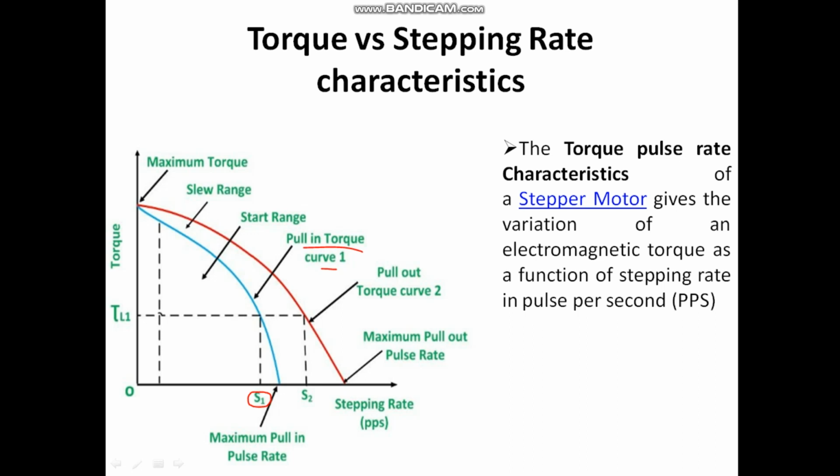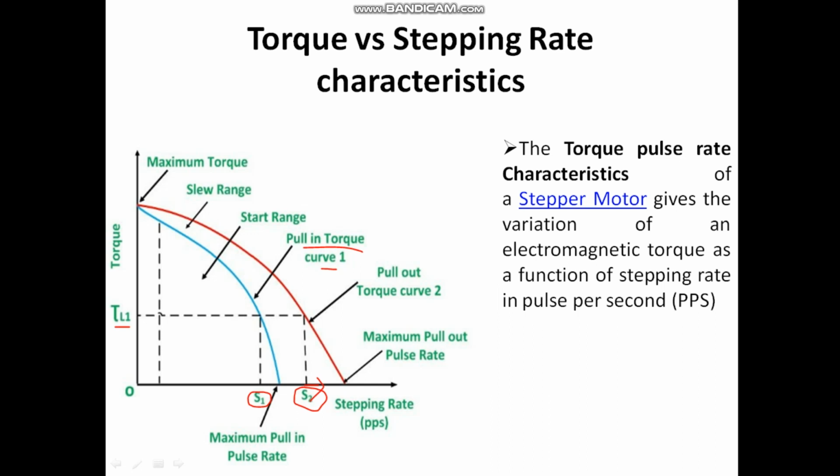The stepping rate can be increased for the same load as the rotor starts rotating and is synchronized. Now for the load torque TL1, once it is started and synchronized, the stepping rate can be increased only up till S2 without losing synchronism. This is the region between S1 and S2. Beyond S2 the motor will lose synchronism; my rotor will lose the synchronism.